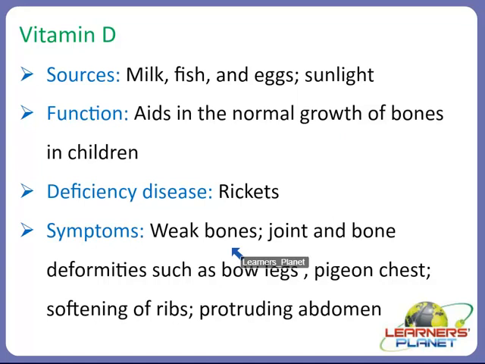So weak bones develop, and other joint and bone deformities such as bow legs take place, the legs become curved, right? And pigeon chest, just like we see the chest of a pigeon, the same shape occurs in the human body, also in children. And softening of ribs takes place, and protruding abdomen. Protruding abdomen means swelling of the abdomen takes place, right? You can see the swollen abdomen in the human body. So lack of vitamin D in the body causes rickets.